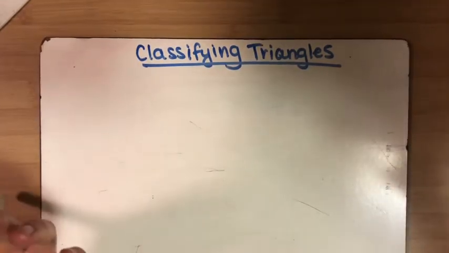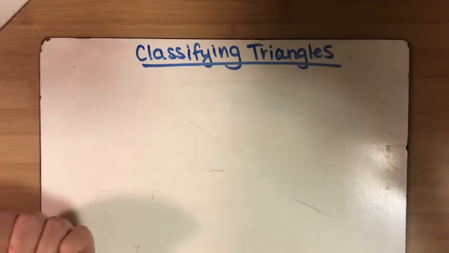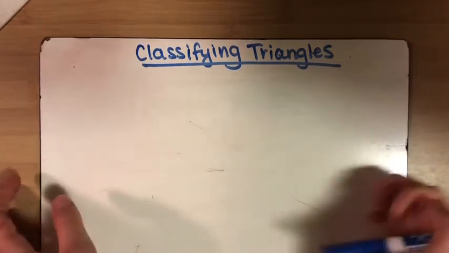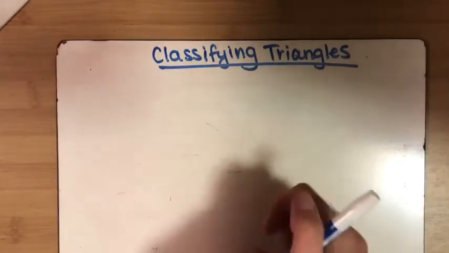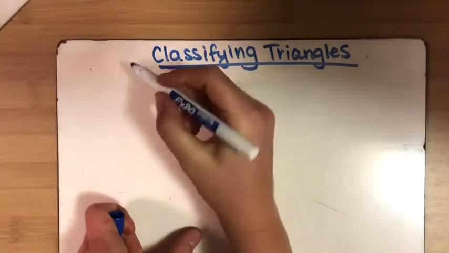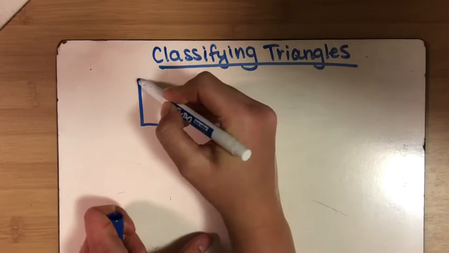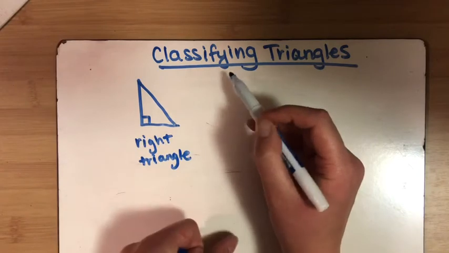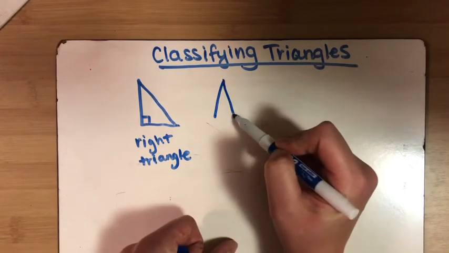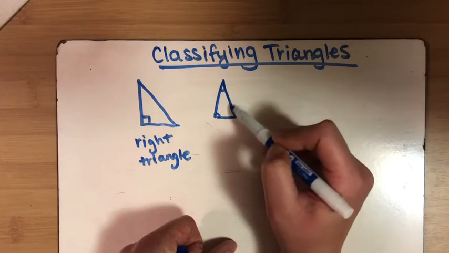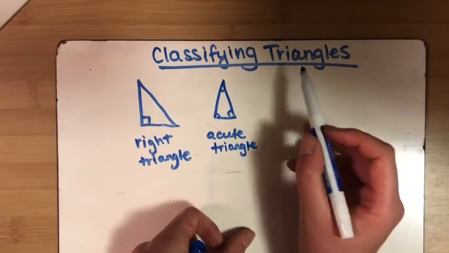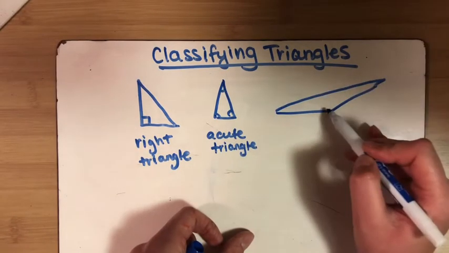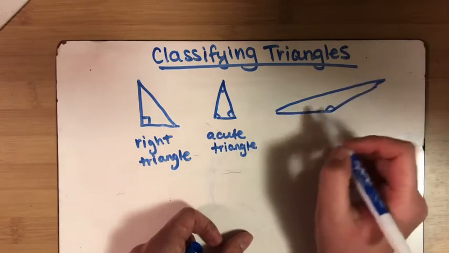The types of triangles are based on the lengths of their sides and the angles inside the triangle. First, we can classify triangles based on their angles, just like what we learned before. We can have a right triangle, which just means that it has a right angle inside of it. We can have an acute triangle. That means that all of its angles are acute. Oh, they're just so cute. And we can have an obtuse triangle. That means that one of its angles is greater than 90 degrees. One of its angles is obtuse.